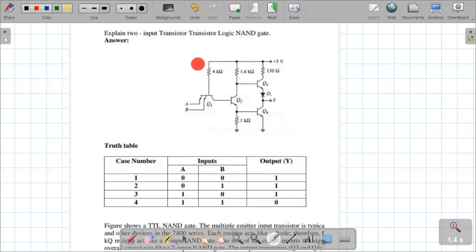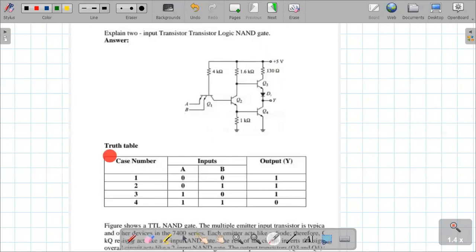Now see, this is a circuit diagram of a TTL NAND gate, which consists of four NPN transistors: 1, 2, 3, 4. In this case, Q1 is multi-emitter. Also, this consists of four resistors, 1, 2, 3, 4, and one diode D. The power supply is 5 volts.